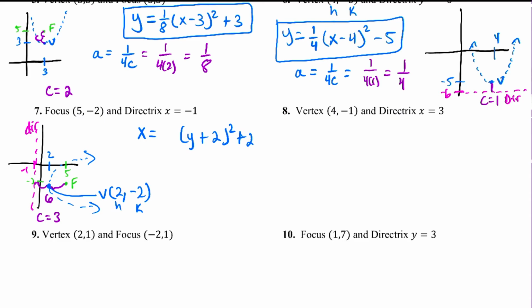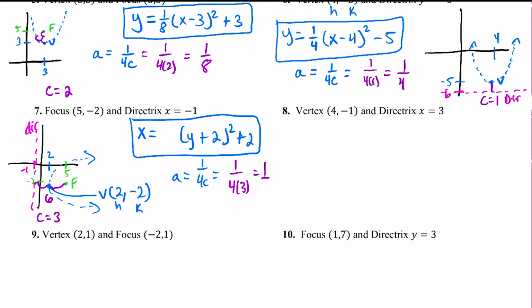And then now I need to figure out that a value. And I already know that c is 3, so I can just plug in my c value. So again, 1/4c. So this will be 1/4 times 3, so that will be 1/12. So that is my a. And again, I'm leaving that as the fraction. And it makes sense to leave it positive since my graph is opening to the right.